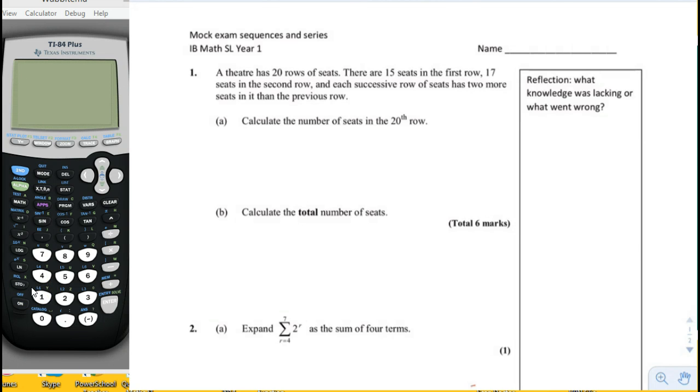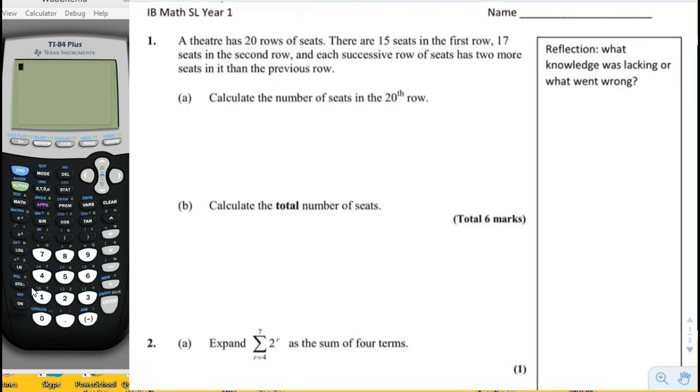Here are the solutions for the mock exam for sequences and series. A theater has 20 rows of seats. There are 15 seats in the front row, 17 seats in the second row, and each successive row of seats has 2 more seats in it than the previous row.